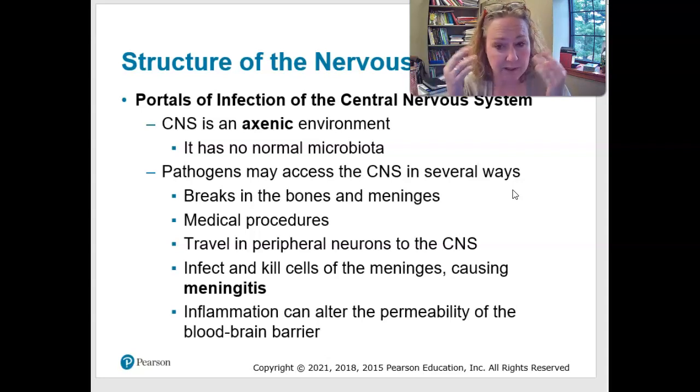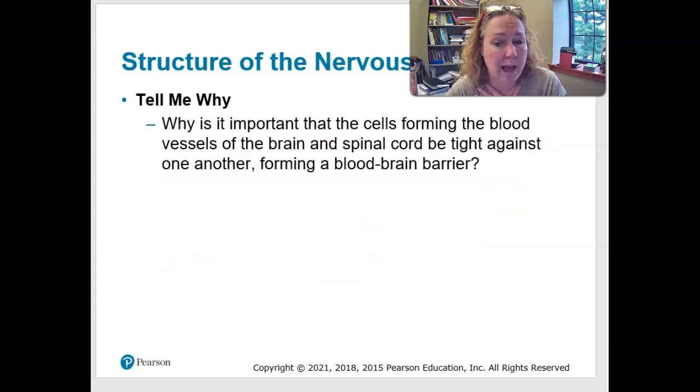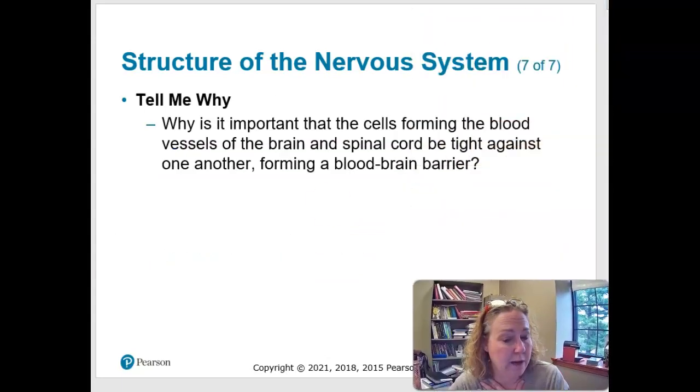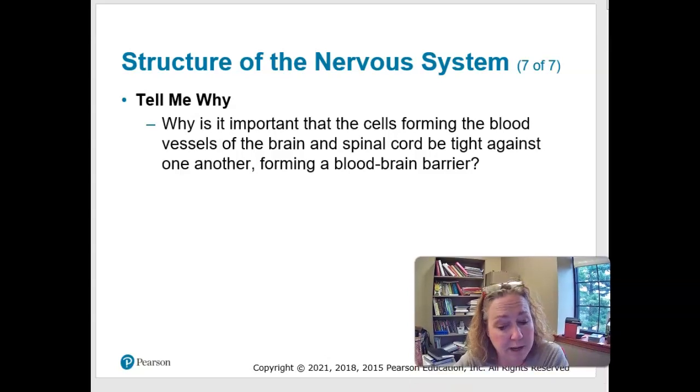If you took anatomy and physiology, that again is the barrier that protects your brain. And there are certain infections that can get through that. And that, as you might guess, is not great. Okay, tell me why. Why is it important that cells forming the blood vessels of the brain and spinal cord be tight against one another, forming the blood-brain barrier? Why is the blood-brain barrier important?